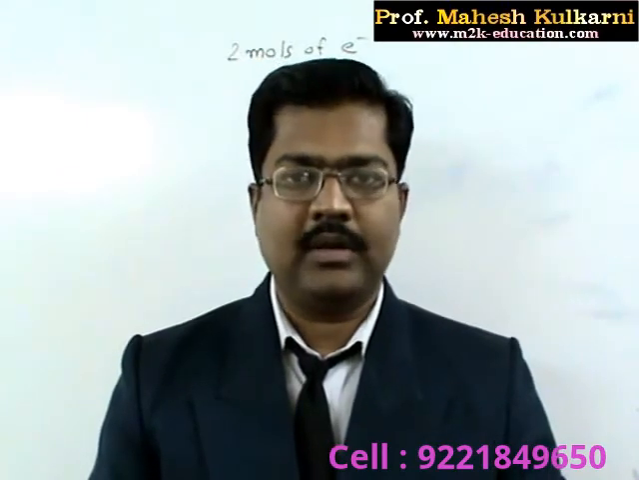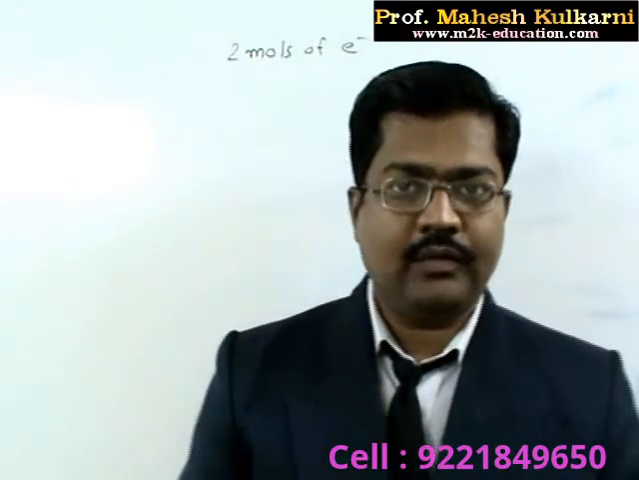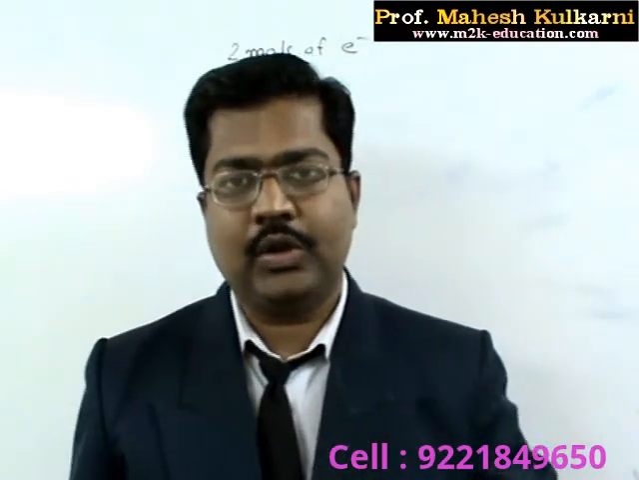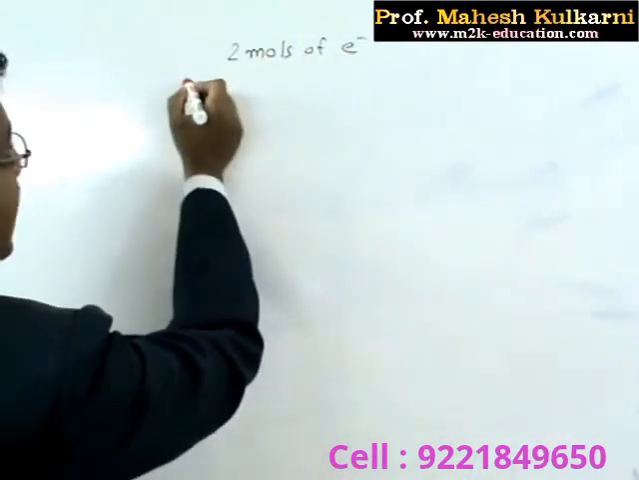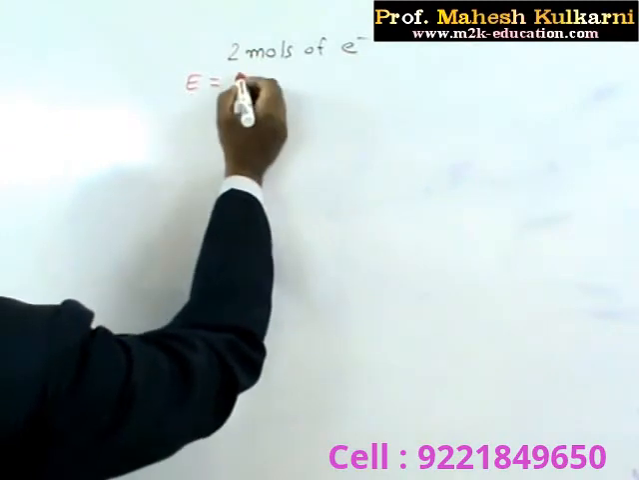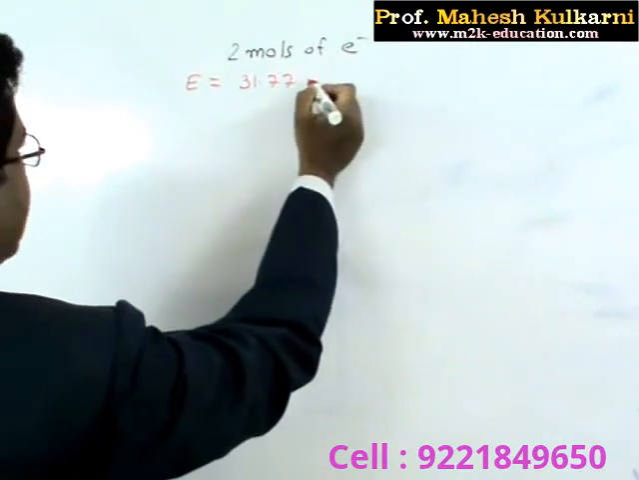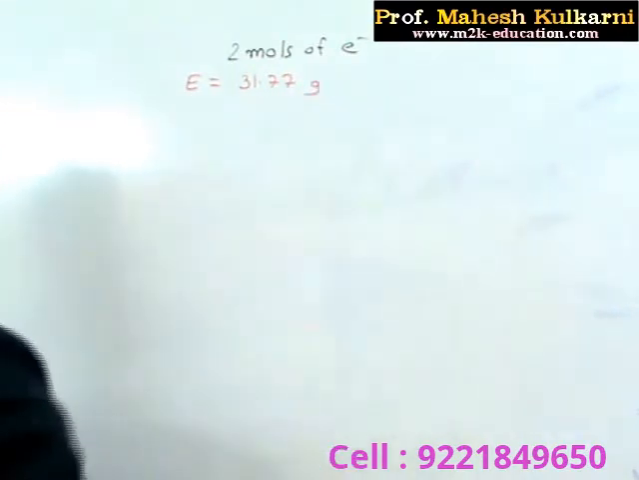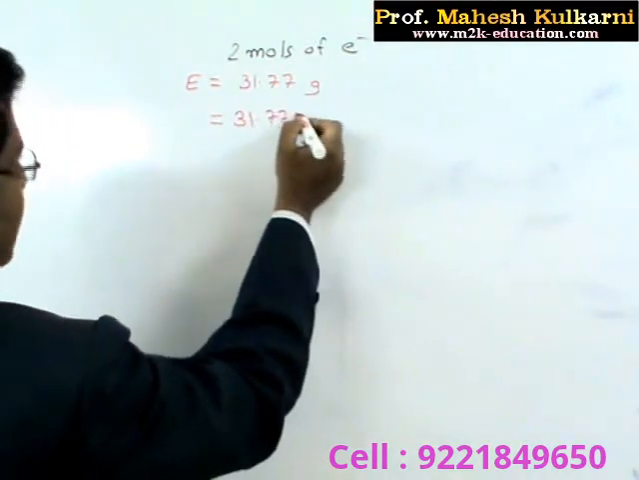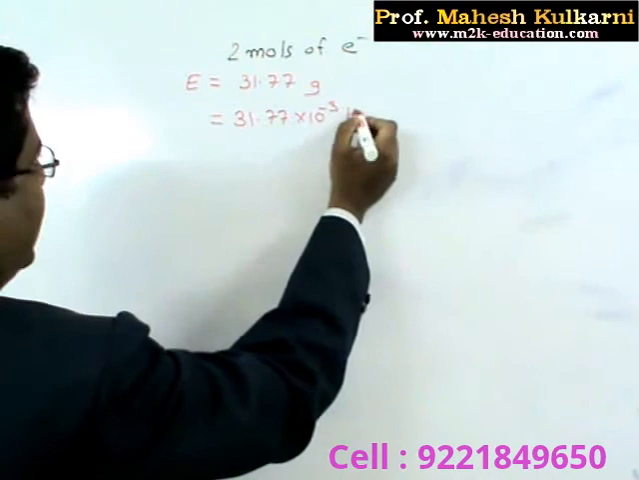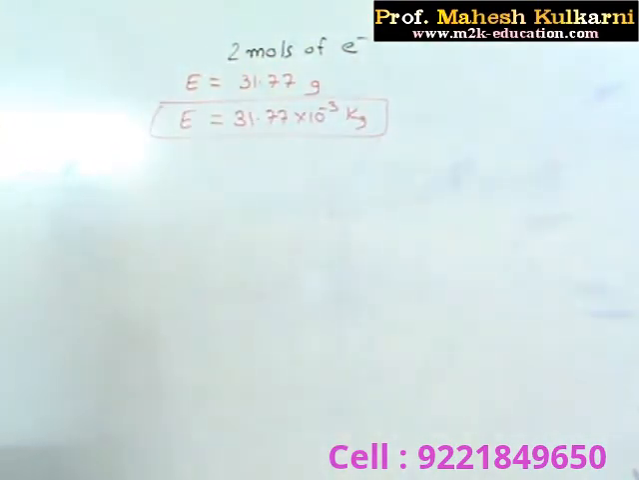The equivalent weight of copper is 31.77. On the basis of this data, we have to find the weight of substance deposited on the cathode. Now it is obvious that we have 2 moles of electrons, whereas the equivalent weight of the substance given is 31.77, that is in terms of gram. So I have to convert this in terms of kilogram, so into 10 raised to minus 3 kg. This is the equivalent weight we have determined.